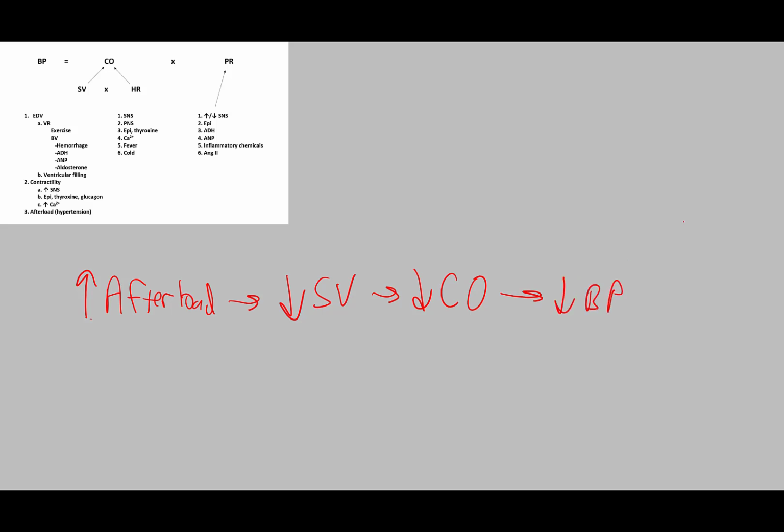Let's say afterload. When there is an increase in afterload, why is that hard on the heart? Because when there's an increase in afterload, that causes a decrease in stroke volume. And if there's a decrease in stroke volume, that causes a decrease in cardiac output, which could cause a decrease in blood pressure. But if we want to maintain cardiac output and blood pressure, the heart has to work harder. So that's why an increase in afterload causes significant strain on the heart.